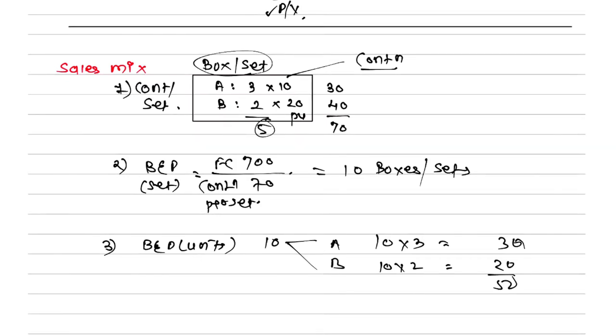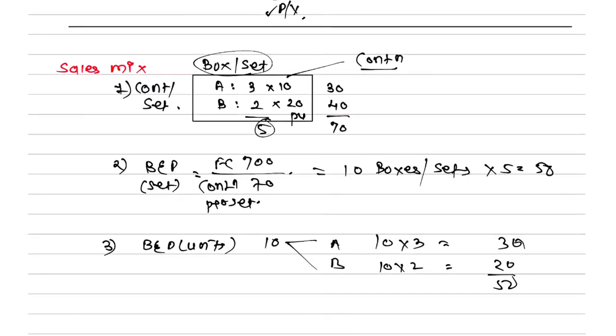One box has how many units? 5. So, 10 boxes into 5. How many units? 50. And then you can divide in the ratio 3 is to 2, if you want to, total 50 units mein se ye kitna, ye kitna. I hope that thought process is clear. So, it is all about this.